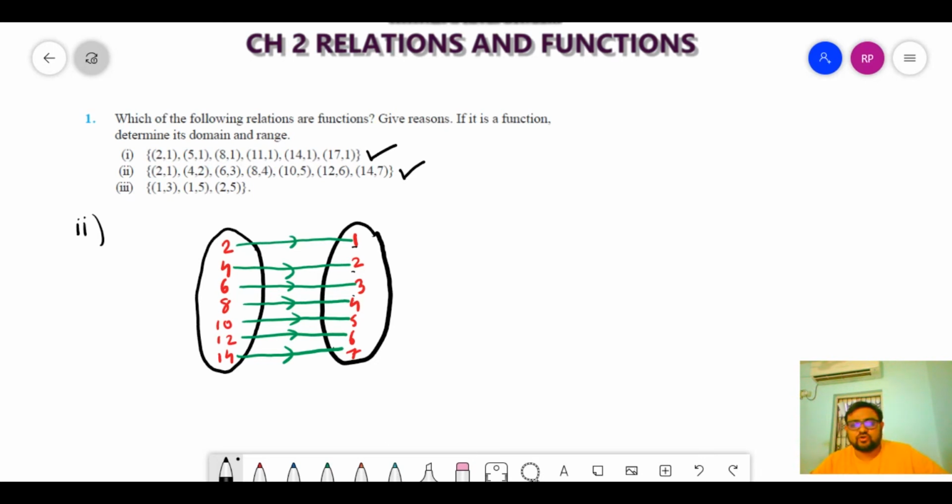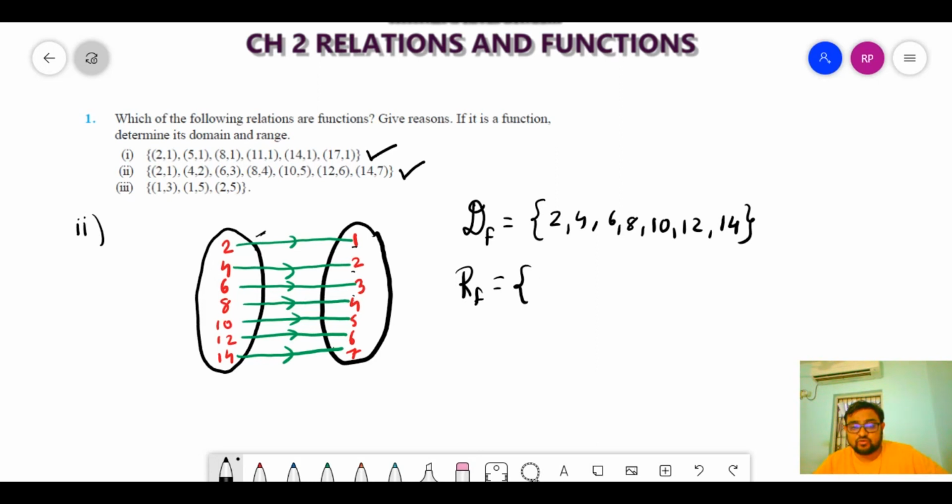Now the domain of the function. The domain of the function, D of f, will be equal to the first elements, or I can write directly from this: 2, 4, 6, 8, 10, 12, and 14. The range of the function: these are the images of the elements of the domain: 1, 2, 3, 4, 5, 6, and 7. Clear? Okay, so these are the domain and range. Just note it down.